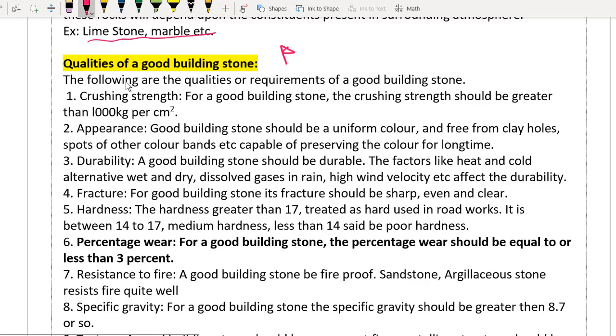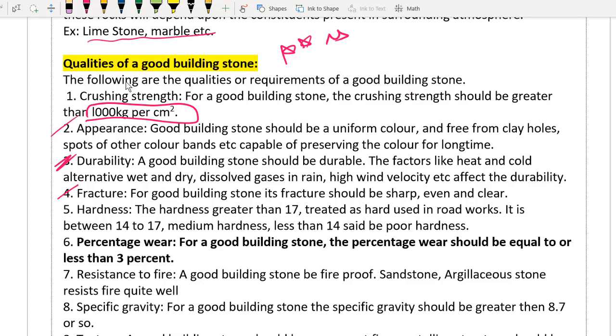This is again important. It should have crushing strength of more than 1000 kg per centimeter square. It should be good in appearance. You can write all these things down, not a big deal. Durability: of course it should be durable for a long time. Fracture should be distinct, sharp and very clear. It should not be that the fracture spreads. If something is cracking, it should not spread all over our rock. It should be clear, distinct and sharp.